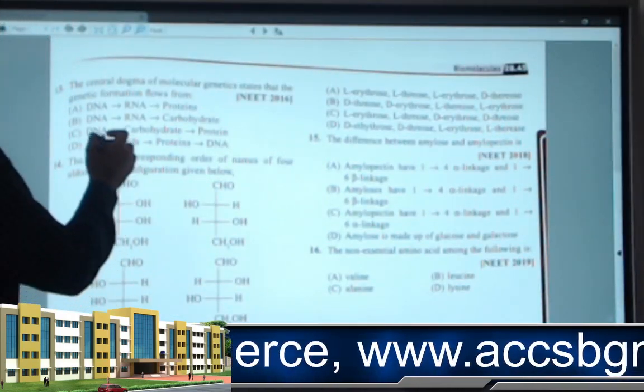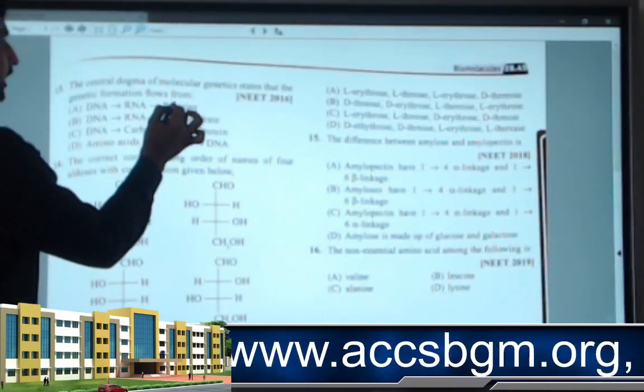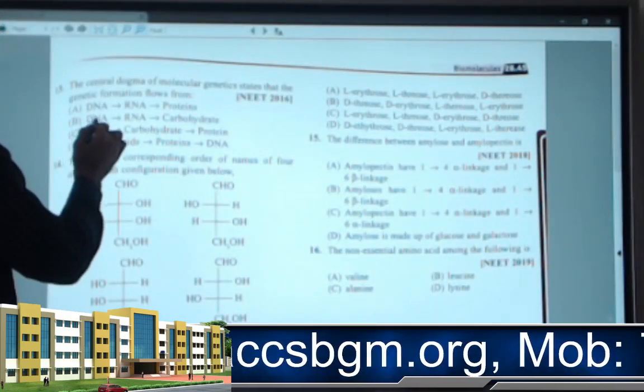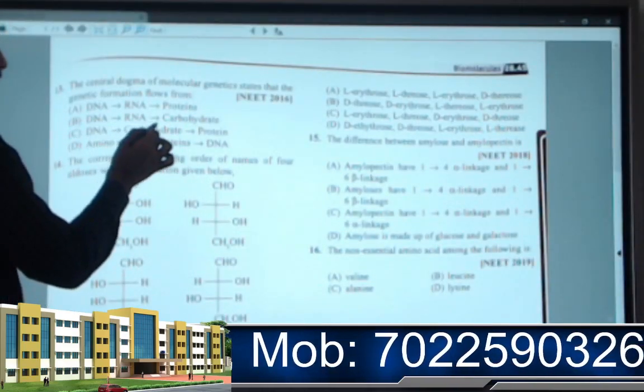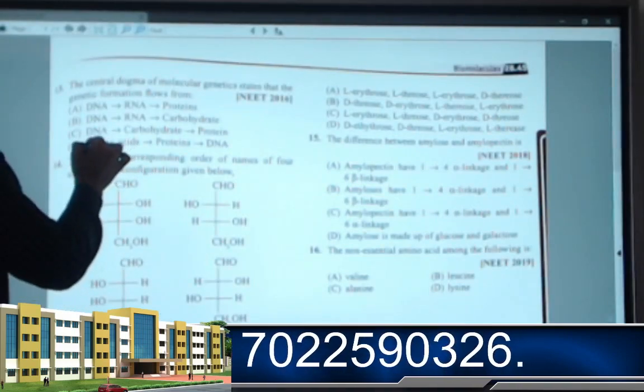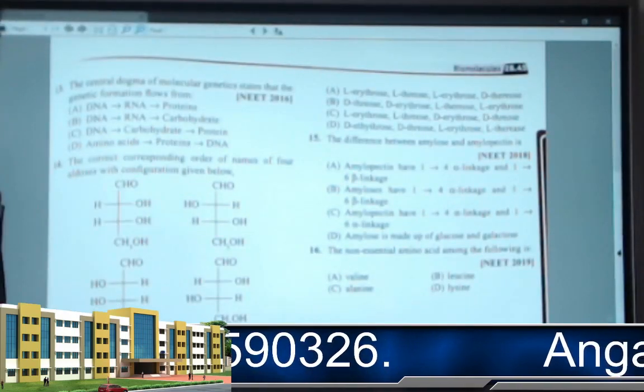flows from A. DNA to RNA, RNA to protein, B. DNA to RNA, RNA to carbohydrate, C. DNA to carbohydrate, carbohydrate to protein, and D. Amino acid to protein, protein to DNA.